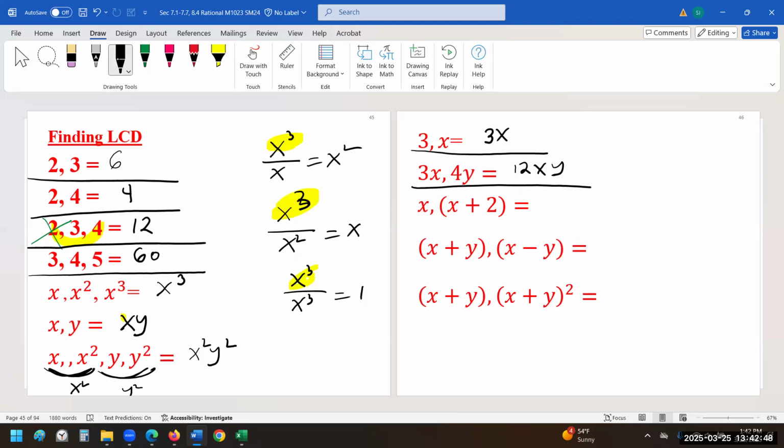Now, very interesting. x and x plus 2. Can you multiply x by something and get x plus 2? So do they have any connection? Any relation? So when they are unrelated, what do you do? You multiply them. So it's x and x plus 2, both of them. For LCD, we never add or subtract. We always multiply.